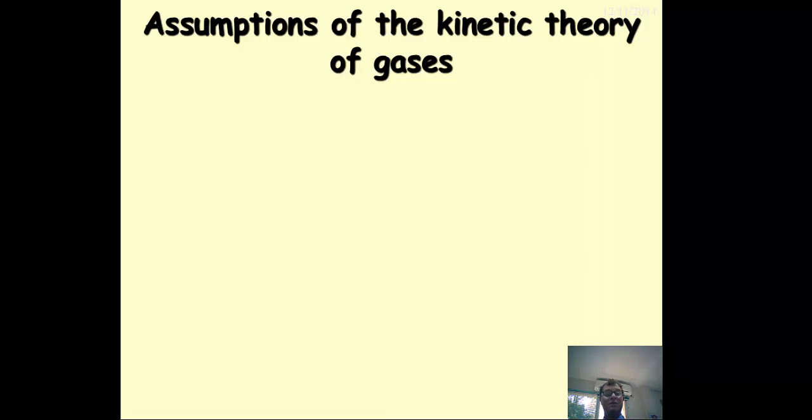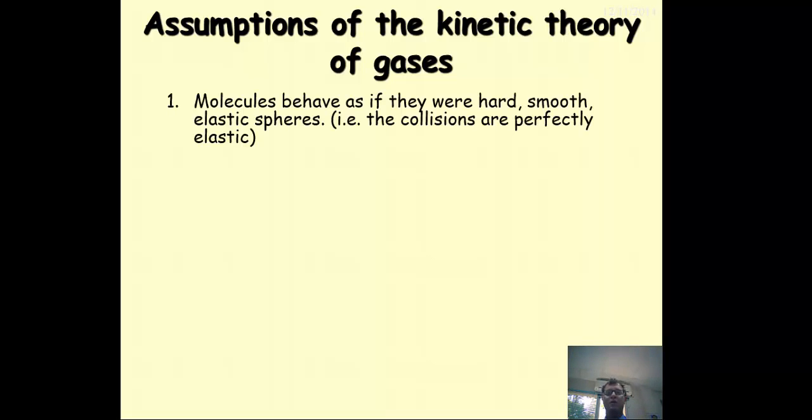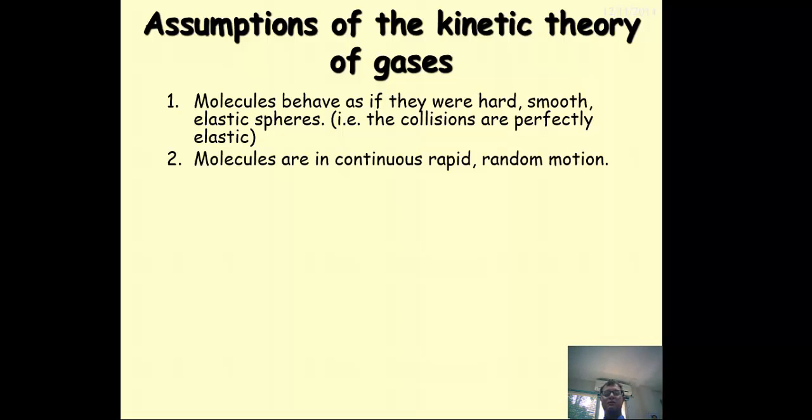There's a set of assumptions which are made for this kinetic theory of gases. Assumption number one, that the molecules behave as if they were hard, smooth, perfectly elastic spheres. So that means the collisions are perfectly elastic and no energy is wasted. The molecules are in continuous, rapid, random motion. So they're moving around and bouncing around, and this is random.